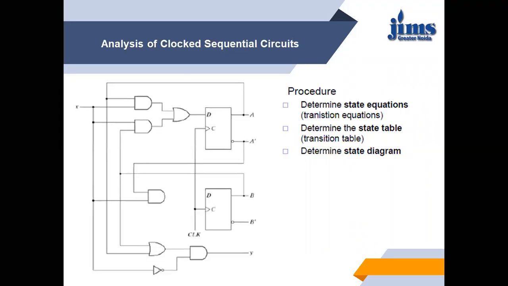Suppose we are given a sequential circuit using D flip-flops. Here we have two D flip-flops. The output of the first D flip-flop is A, denoted by A and A bar. The output of the second flip-flop is B and B bar. And look at the clock. The clock is common to both the flip-flops. That means it is a synchronous circuit.